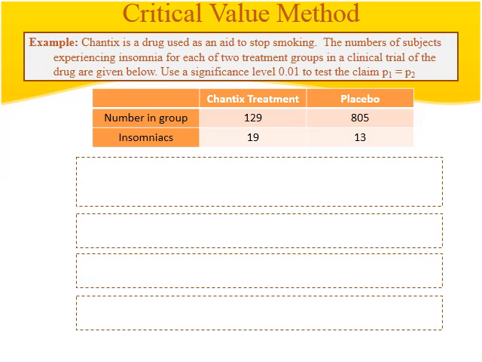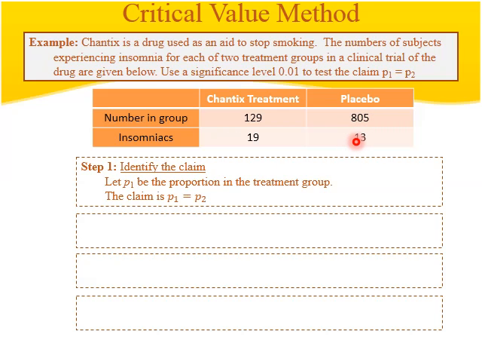So step 1, let's identify the claim, but of course in this case the claim is almost directly given to us. P1 is equal to P2. But let's pick one group to be P1 and the other group will be P2 just so we can keep things straight. So let's let P1 be the proportion in the Chantix treatment group, and P2 will be the placebo group proportion. So the claim is that P1 equals P2. The opposite then is that P1 does not equal P2.